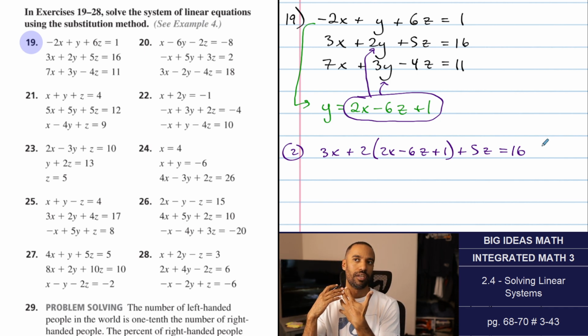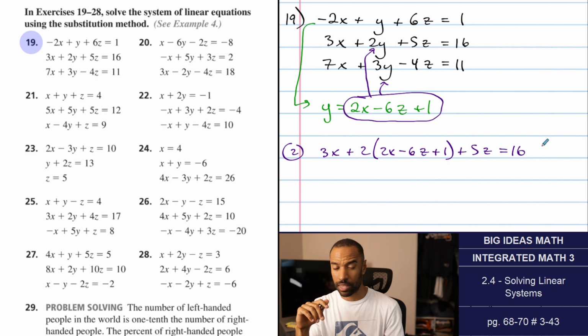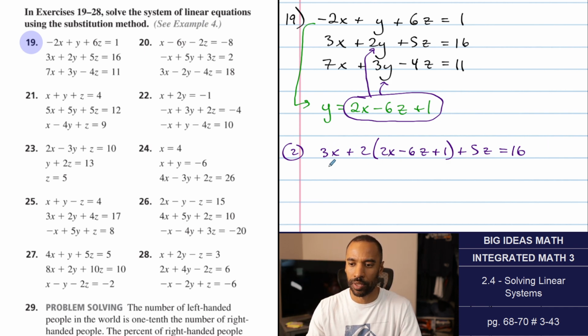By the way, there's more than one way to solve using substitution. This is the way the book kind of did it. This is a nice way. This is a way that leaves you with no fractions. I'm going to go ahead and kind of keep it going this way.